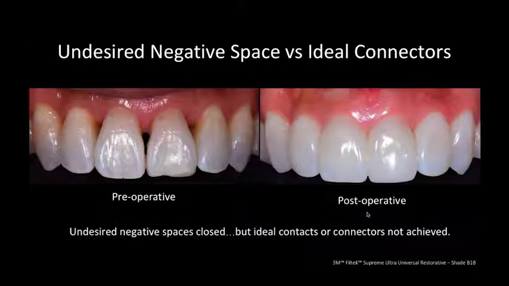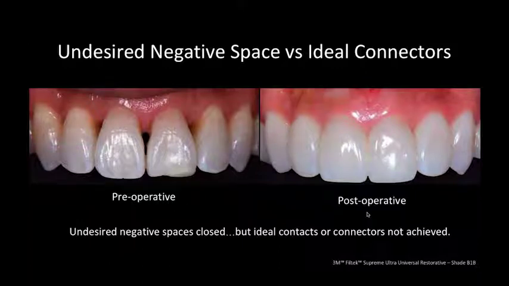So in the postoperative photograph, you can see on the right here that I was able to close those gingival embrasures, and I did it mostly by changing the contour of the tooth form to make them more rectangular to fill those gingival embrasures.